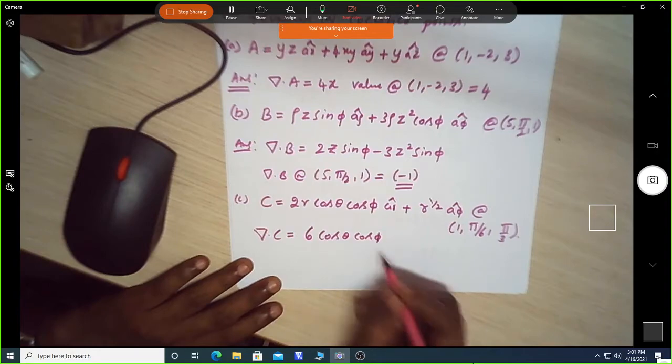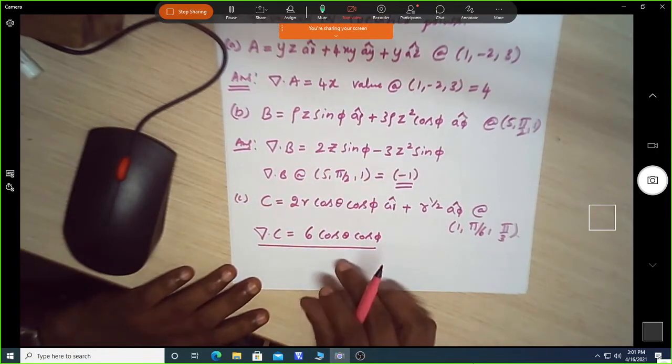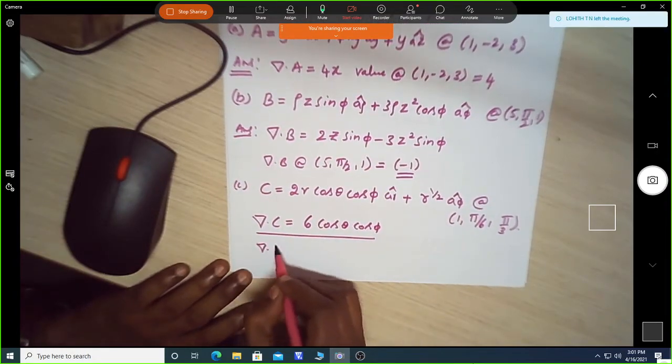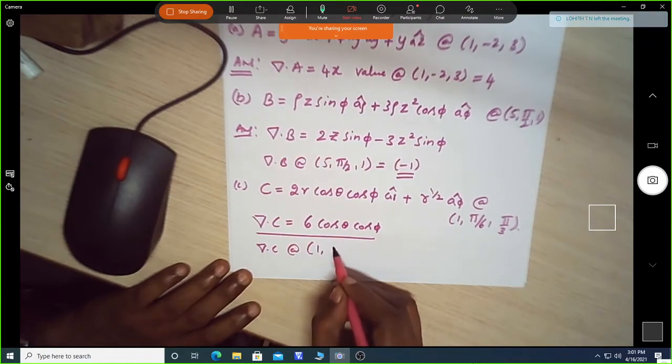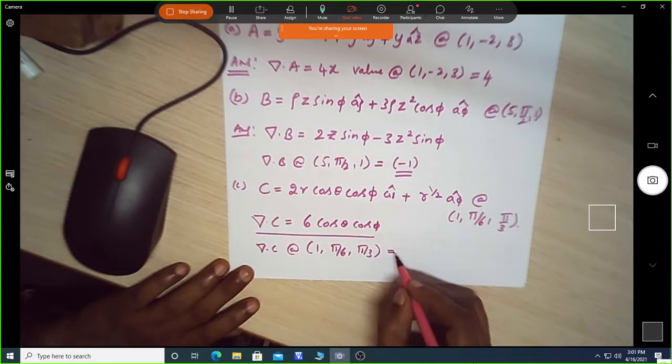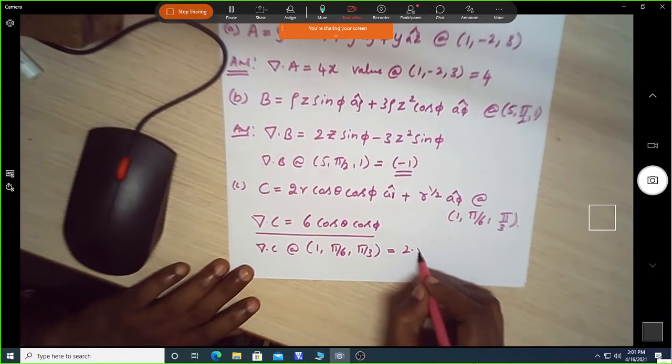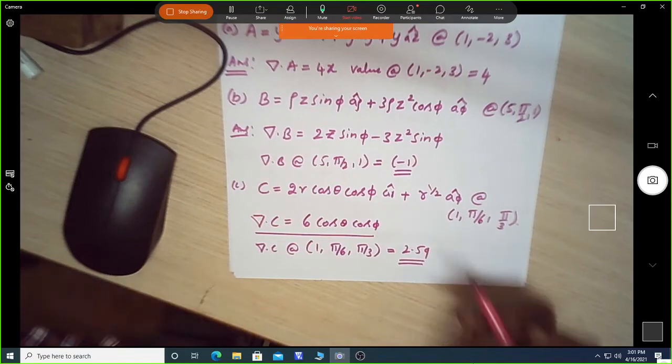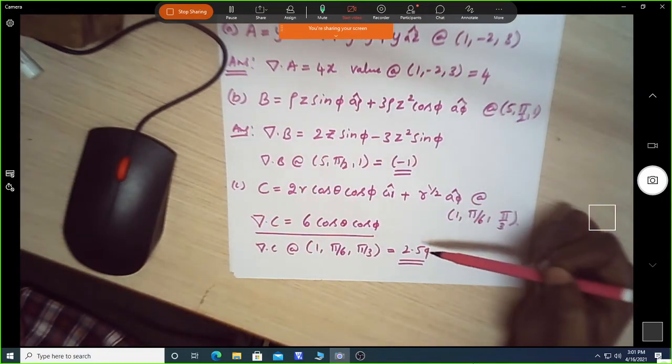This is your answer, del dot c. Now del dot c at the point (1, pi/6, pi/3) is equal to 2.59. So this is the answer. You just evaluate all these things and check it.